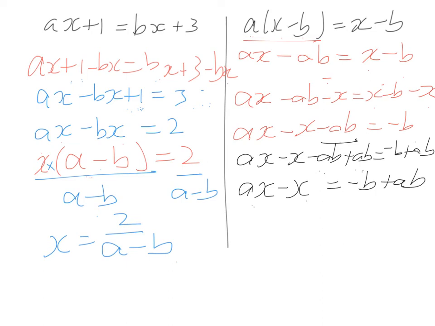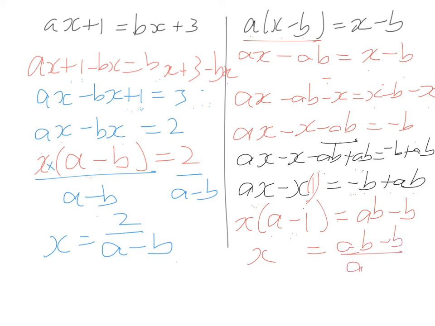Now over here we're going to take out a common factor. Sometimes people get a little bit confused. What we've actually got here is x times 1, so we're going to take out x as a common factor. So x times a minus 1 equals, and generally we don't like to write a negative first, so we'll turn it into ab minus b. It's the same thing, just written a little bit differently. Now we can divide both sides by a minus 1, so we'll be left with x equals ab minus b over a minus 1.